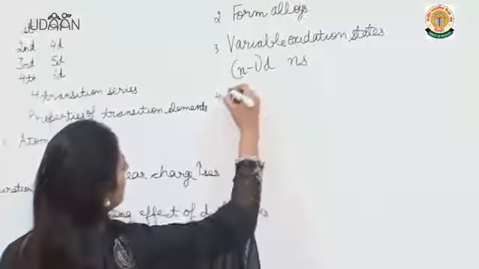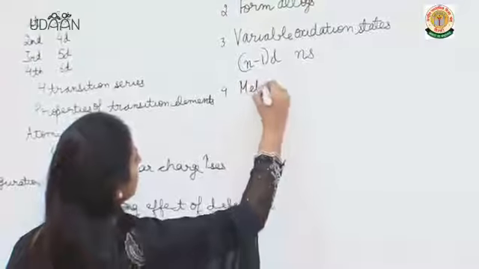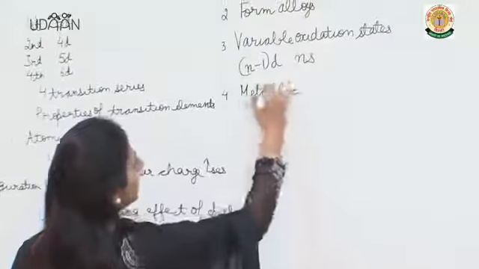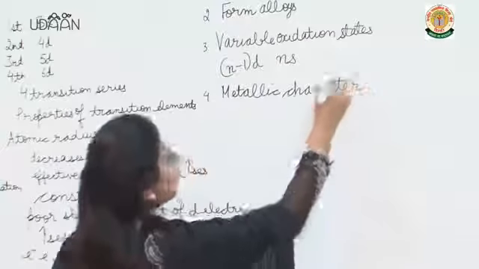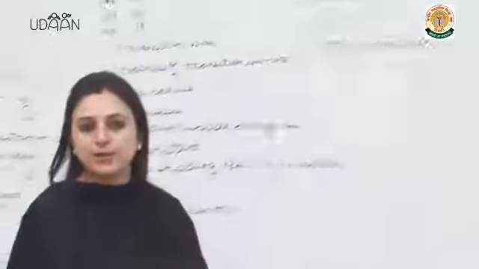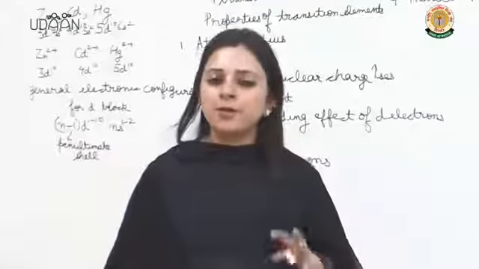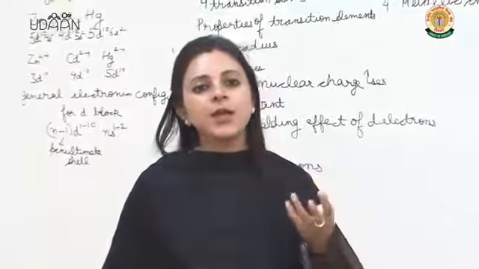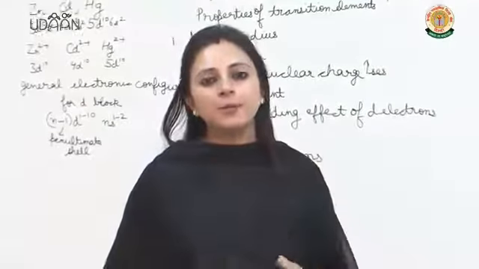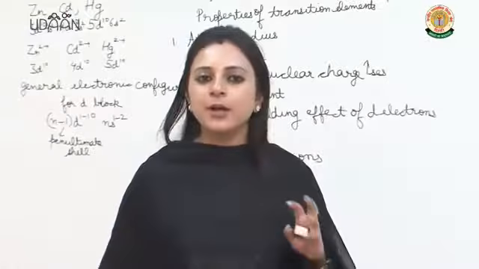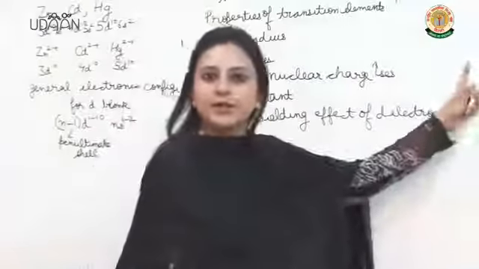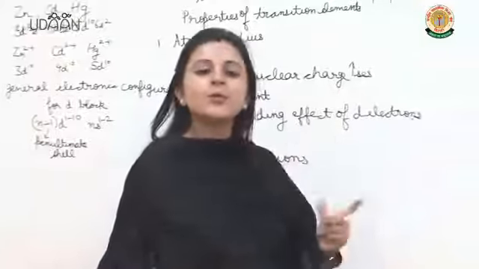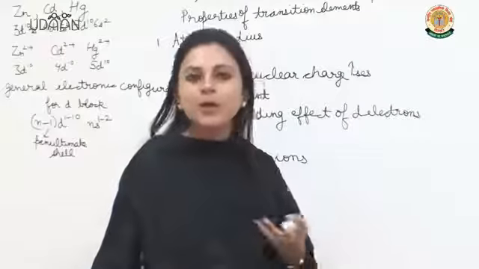Now let us talk about the metallic character. Metallic character depends on the presence of unpaired electrons. Because they have unpaired electrons, they have strong metallic bonding, because these unpaired electrons participate in the metallic bonding, because of which the metallic character is high. They are more metallic than s block elements.